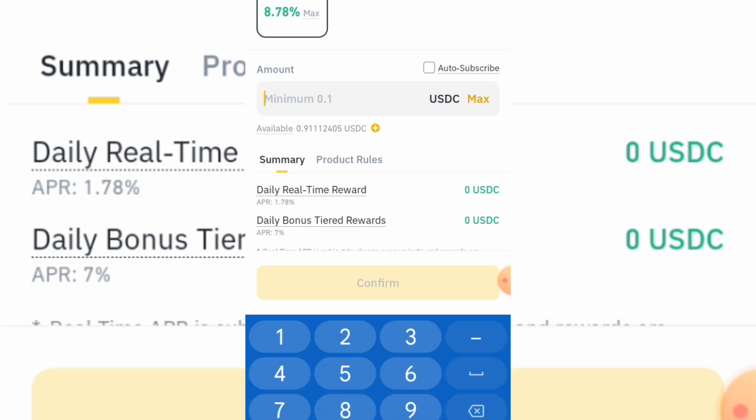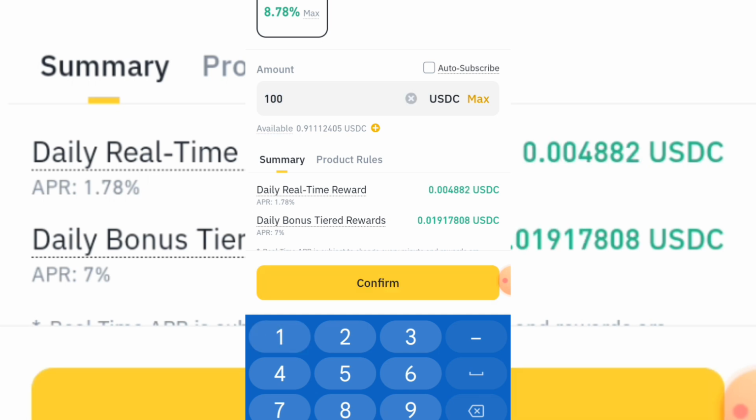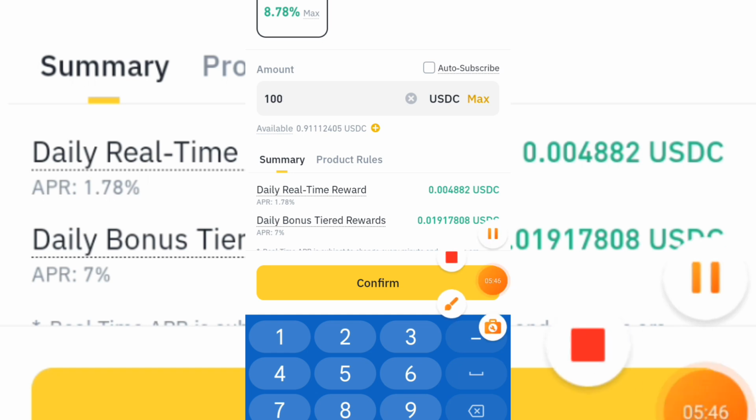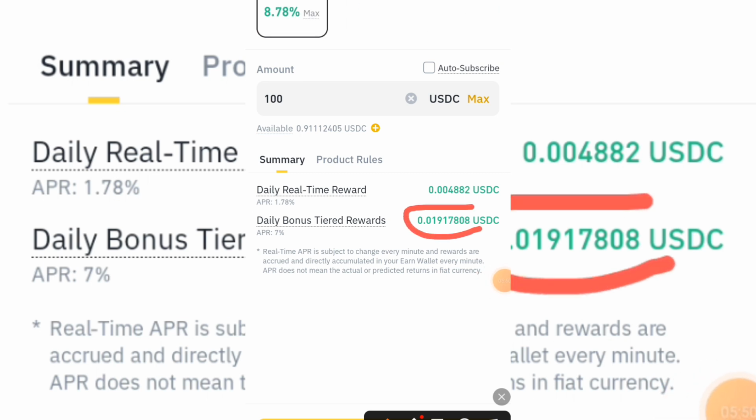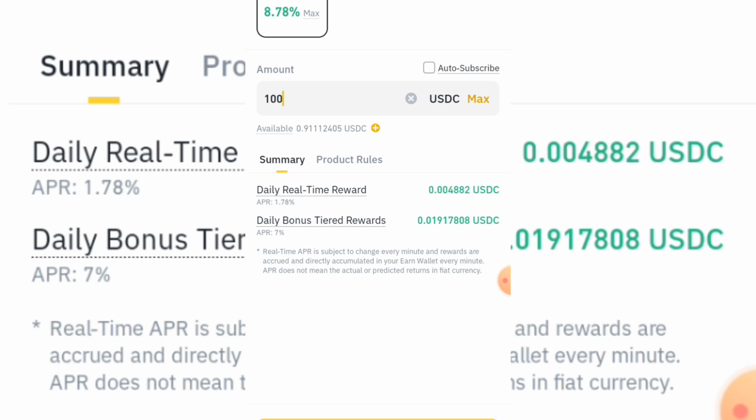So let's say 100 USDT is equivalent to 100 USDC. So let's enter 100 USDC. I see the amount of profit you'll be making per day. That means if you invest 100 USDC, this is the amount of profit we'll be getting every day. If you multiply 0.01 by, let's say, 30 days, you will know the amount of profit you get.